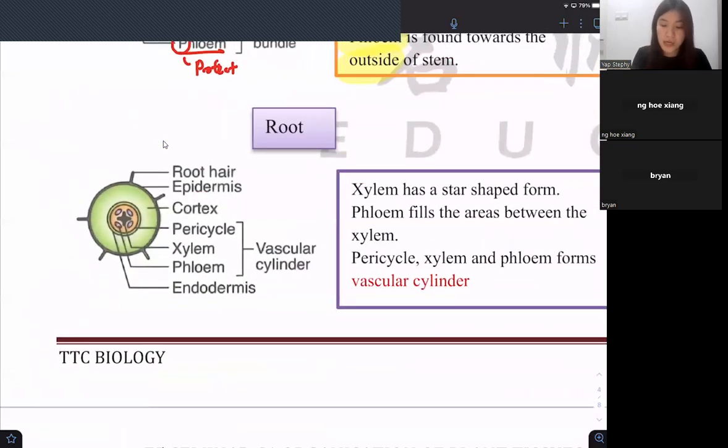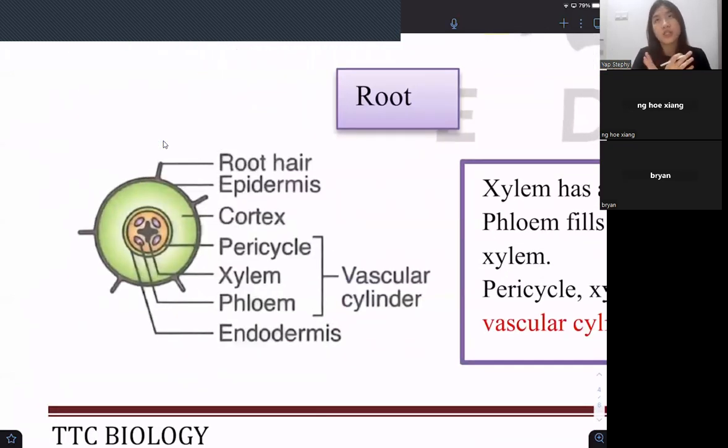Okay, and then for the root, this one is very easy, because the function of the root is to help absorb water. So water is very important for the root. So inside the root, which part will help to transport water? Must be the xylem. That's why you can see the xylem occupies a large area here. And then the surrounding is all phloem. So here the xylem is a star shape, and the phloem just fills up the area between the xylem. So this one is for the root.